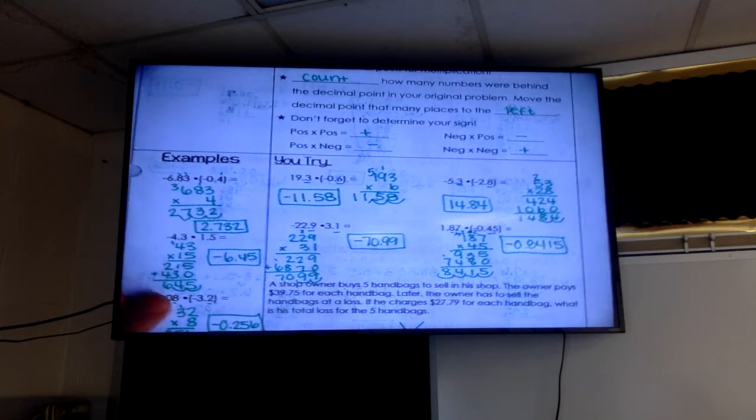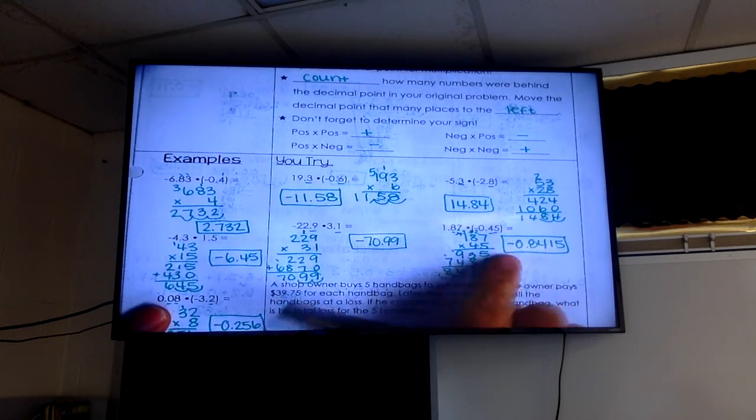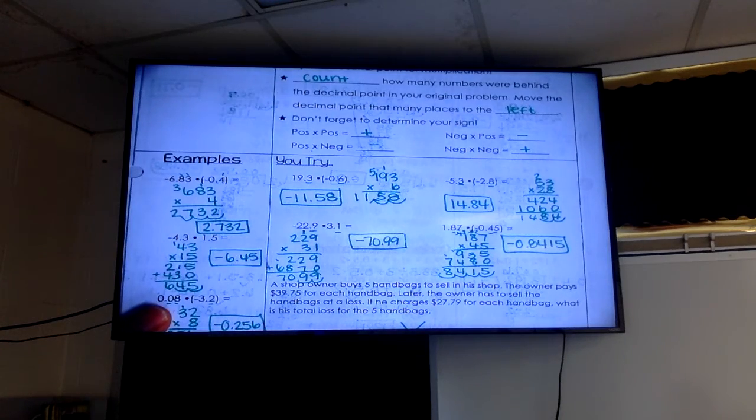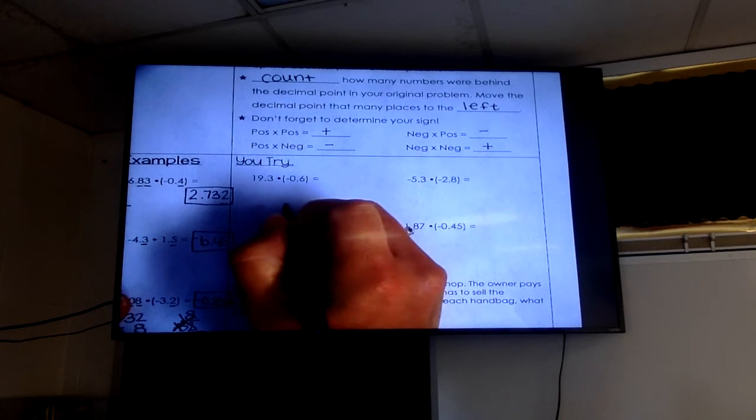Here are the correct answers for these 4 problems. Check and see how you did. Now, if you're someone that's trying to work with me, let's see what the correct answers should be.